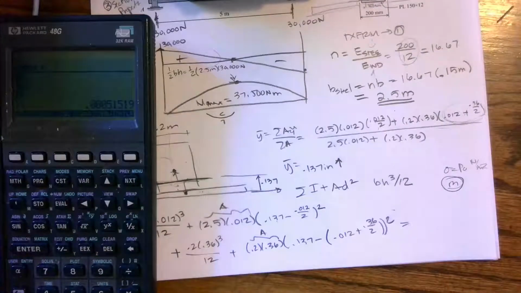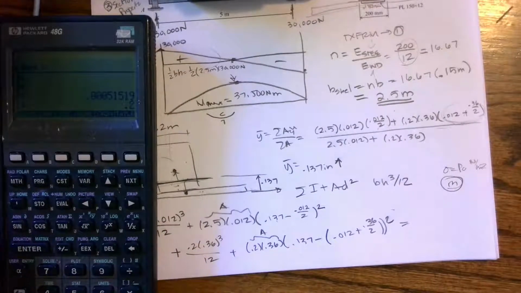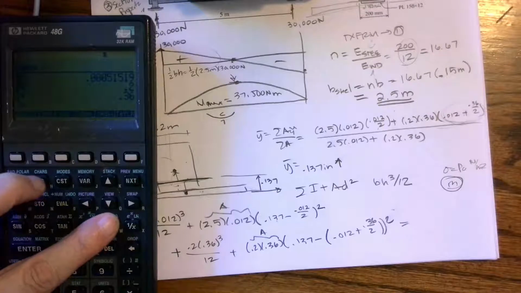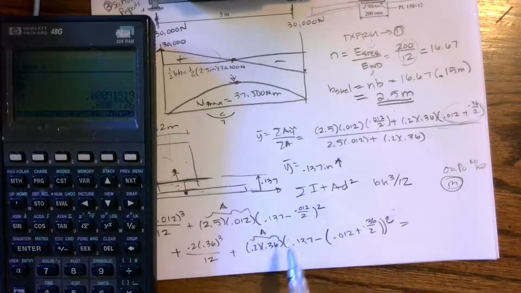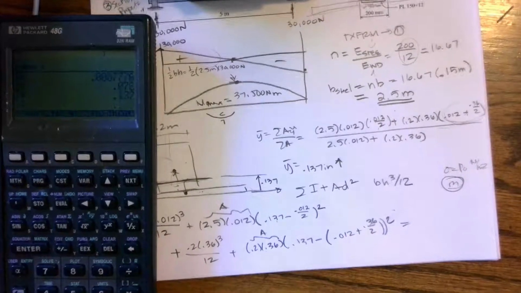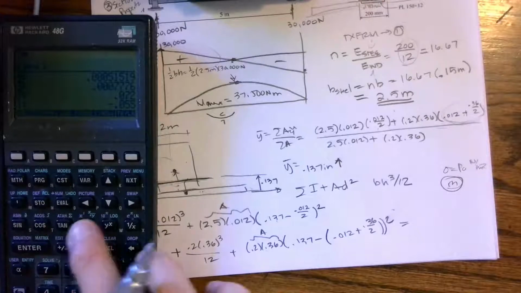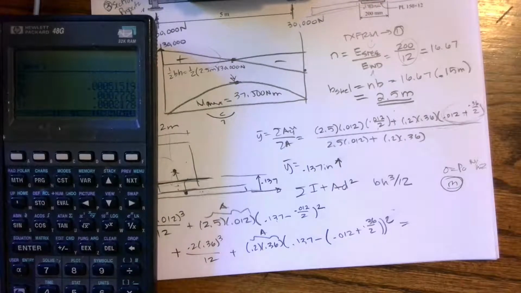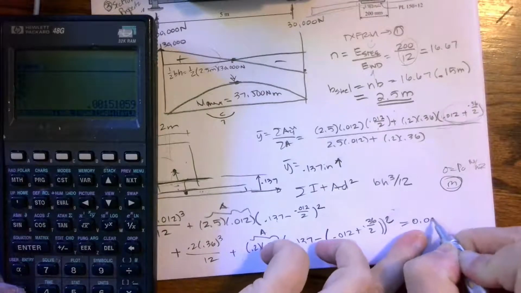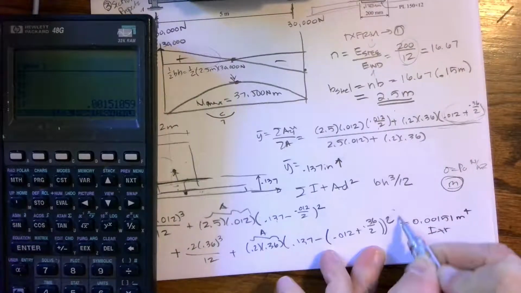I prefer inches and feet and pounds and kips because the numbers make more sense to me. So 0.2 times 0.36 cubed, times 12 divided by, and then I have 0.2 times 0.36 times 0.137 minus 0.012 plus 0.36 divided by 2, squared, and add. So I get 0.00151 meters to the fourth, and that's my I transformed.